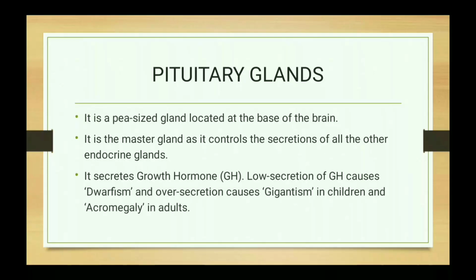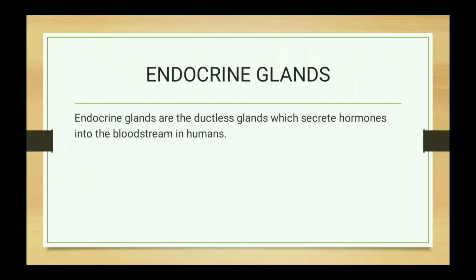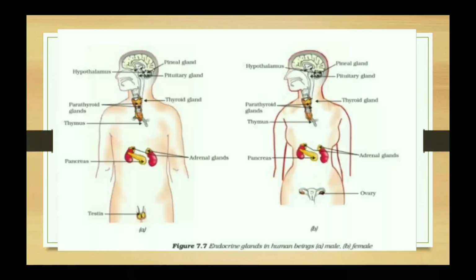Now we have the pituitary gland. Pituitary gland is a pea-sized gland located at the base of brain. Here is the picture of a pituitary gland. Here you can see the pituitary gland.